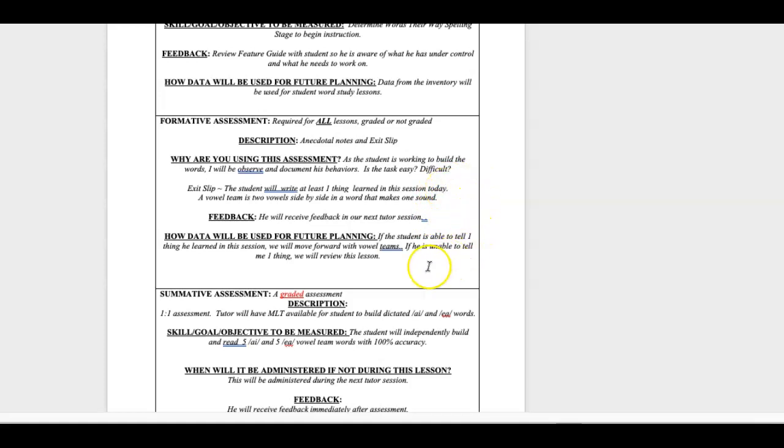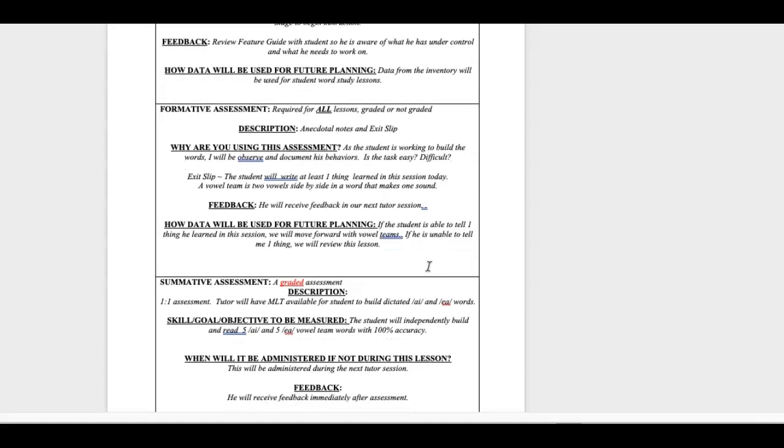And how will I use this data to plan future lessons? If he's able to tell what he learned in this session, then we'll move on to more vowel teams. If he's unable to tell me one thing, then we're going to review this.